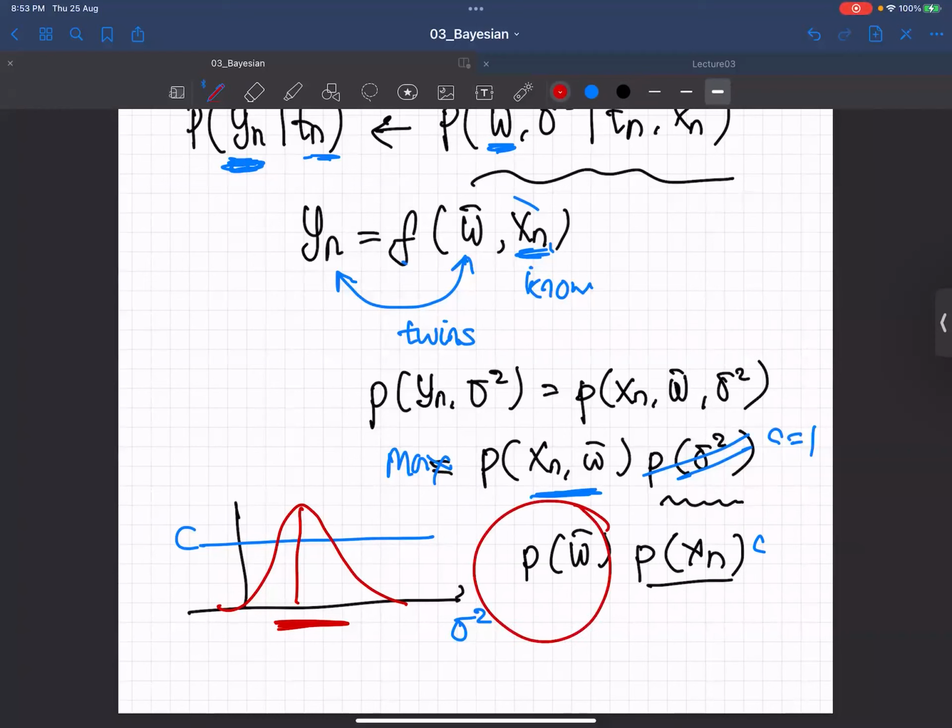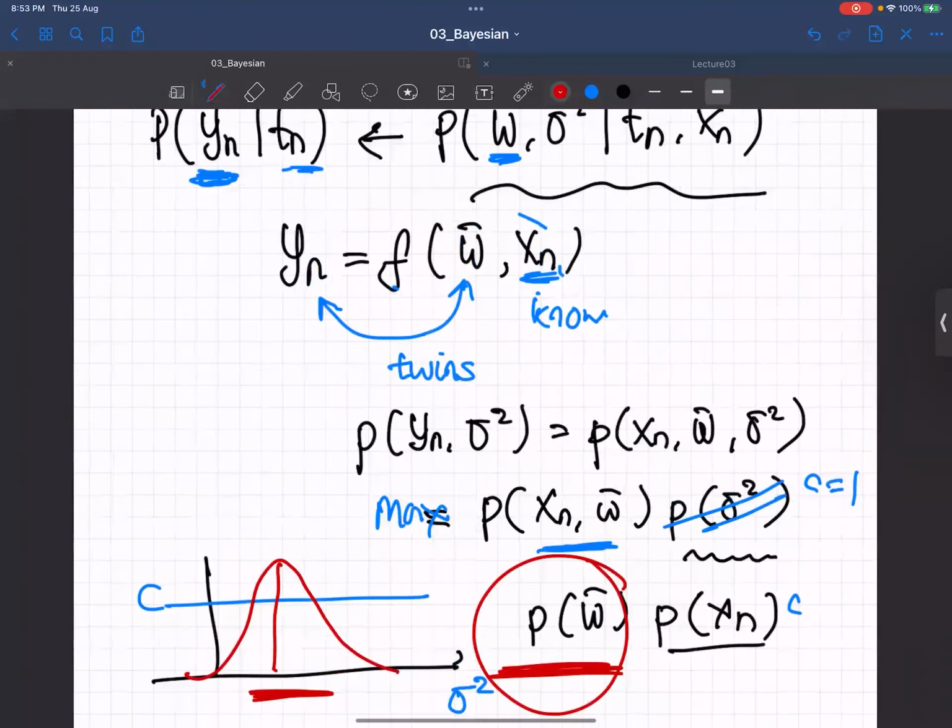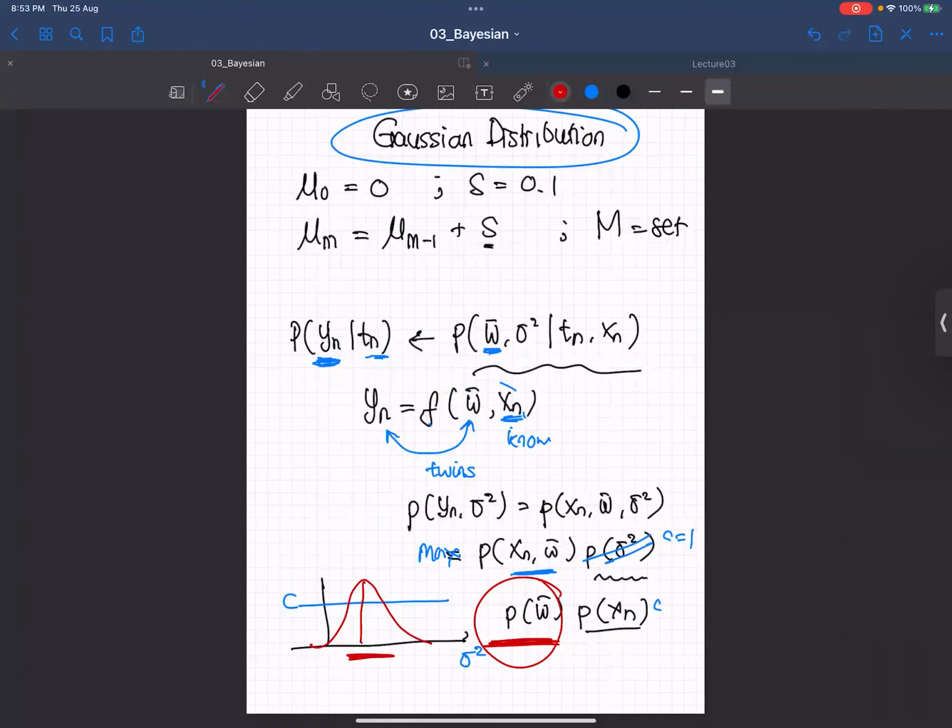The main point is that this one is the most important part. I see. Then you use that to solve the overfitting. That's correct. Our problem is overfitting, and that can be solved using this prior on W. Okay, I see. Thank you very much.